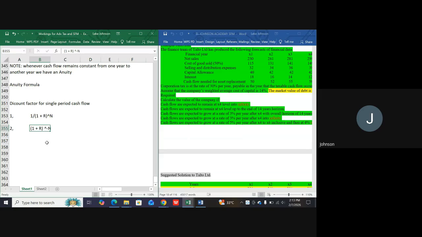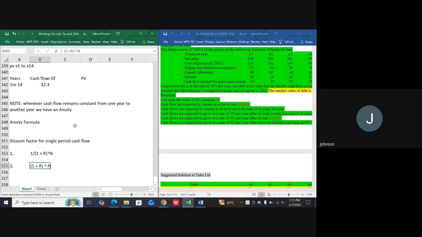So how do you get your annuity formula? The formula for annuity is to take this single period factor, the one that has minus n, that we don't have 1 over. Just take this one, copy it, and put it here. Then let's edit it and put 1 before it: 1 minus (1 plus r) raised to power minus n.